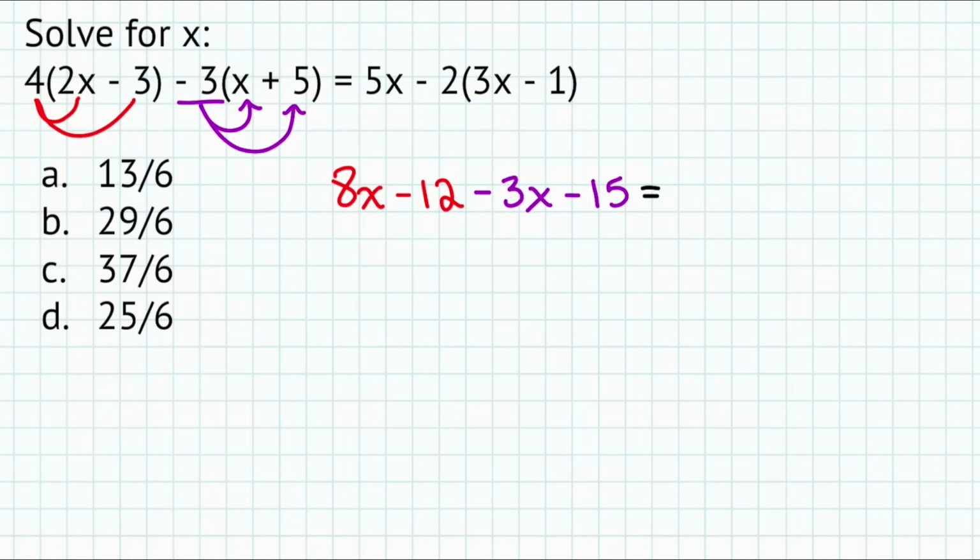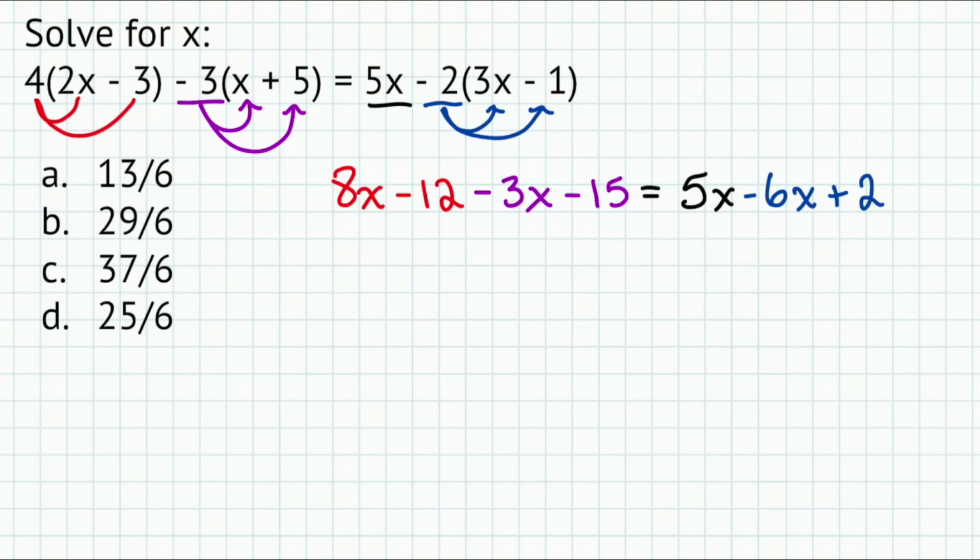And then up next, we are going to take a look at the 5x. That's just going to stay right there where it is. There's nothing going on with it, so just leave it. And then we have the -2 being distributed with the 3x and -1. So -2 multiplied by 3x is going to be -6x. And then -2 multiplied by -1 is a +2. Again, just be careful with it.